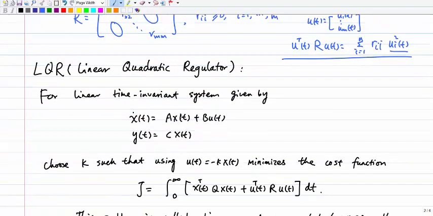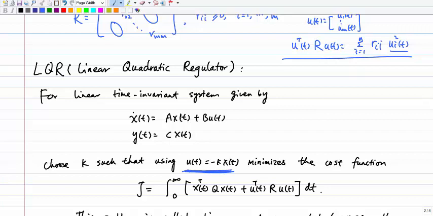So this is a formal definition of the LQR problem. If I give a linear time invariant system given by x dot t equals Ax(t) plus Bu(t), y(t) equals Cx(t), the problem is to choose K such that using this state feedback control, u(t) equals negative Kx(t), we minimize the cost function J equal to the integral from 0 to infinity of x(t) transpose times Q times x(t) plus u(t) transpose R times u(t) dt.